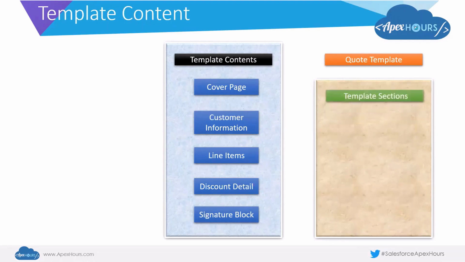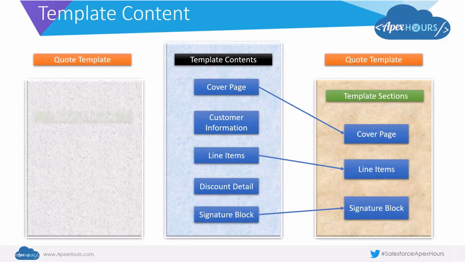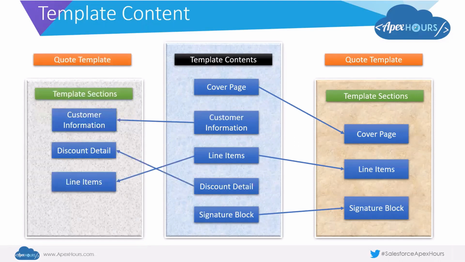The reason we do it this way is that we may want to reuse these pieces of content in multiple code templates. If you see here, I have two code templates and I could reuse the same piece of template content in these two different code templates, right? The content is defined just once and it can be reused across multiple code templates. So if you define this content that you see here, the cover page, customer information, line items, discount details, signature block, in this nice modular fashion, then that helps us slot them into as many code templates as we want.